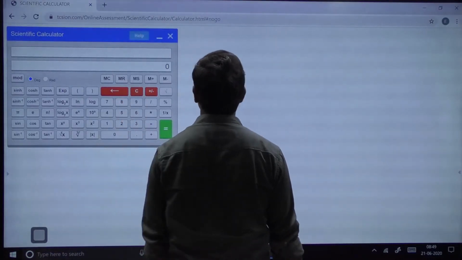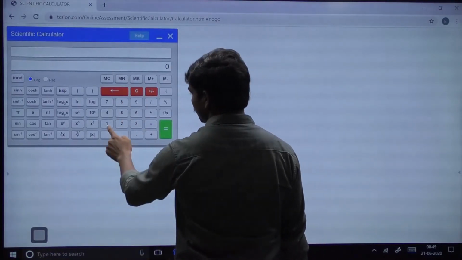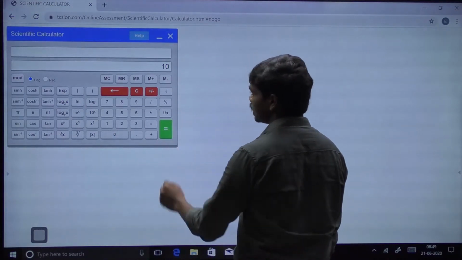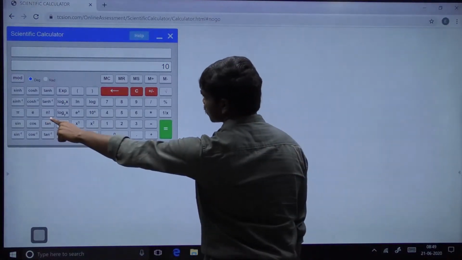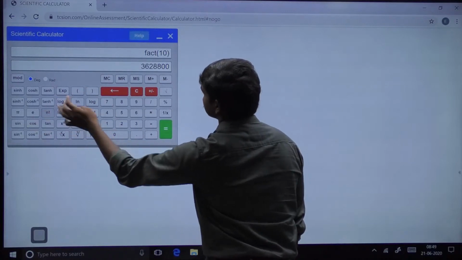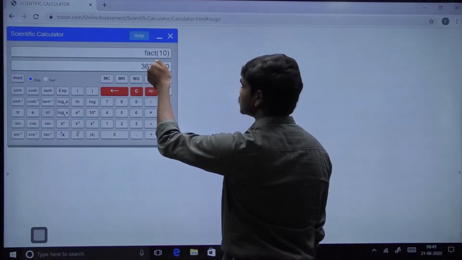So see here, 10 factorial divided by 4. If you want this value, you can click 10. First of all, you can see 10. And if you see here, there is an n factorial symbol. So after clicking 10, if you click this n factorial, you will be getting this answer.